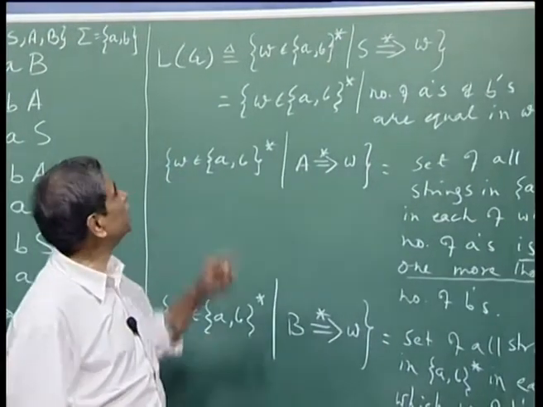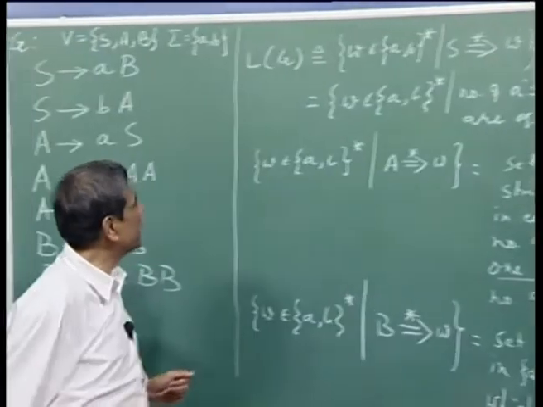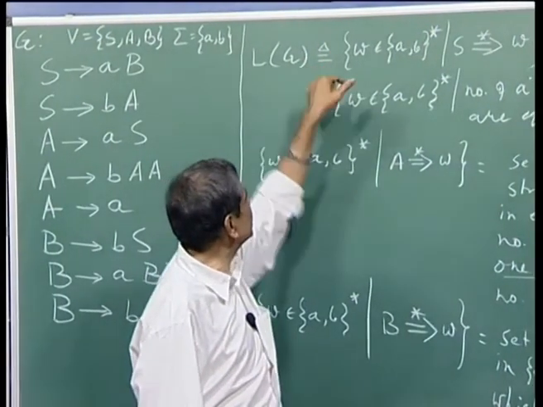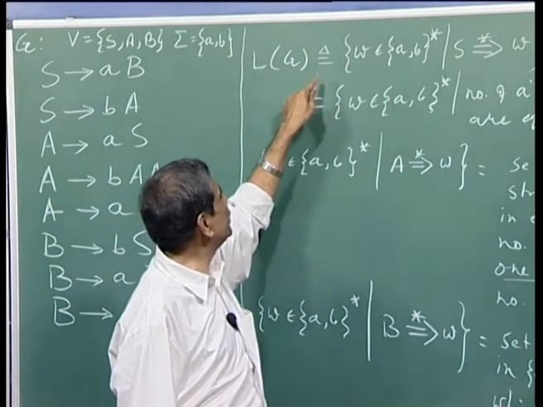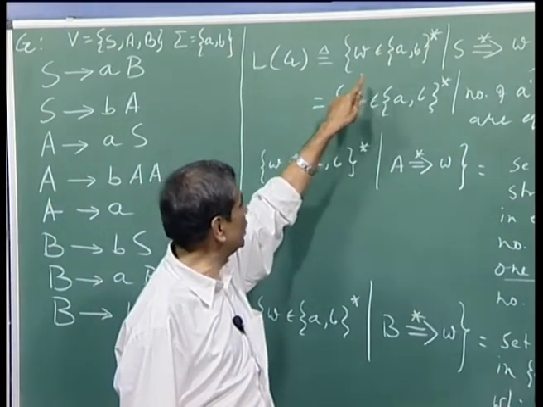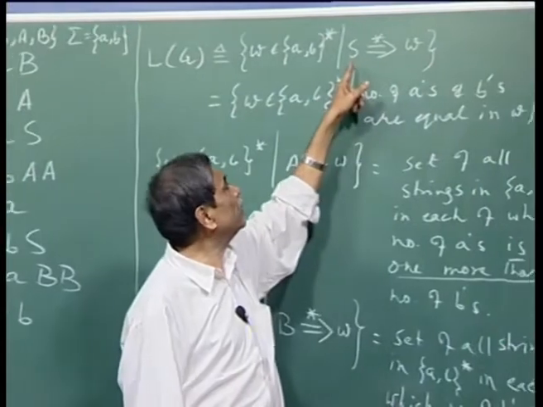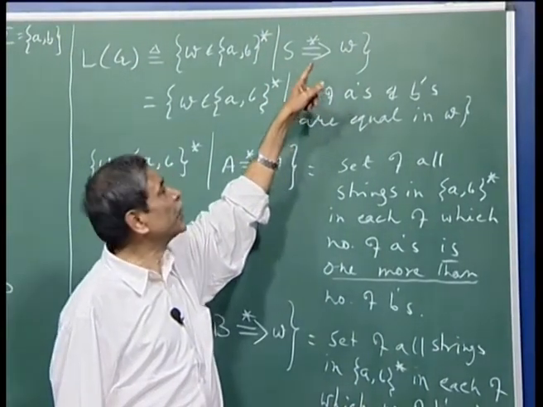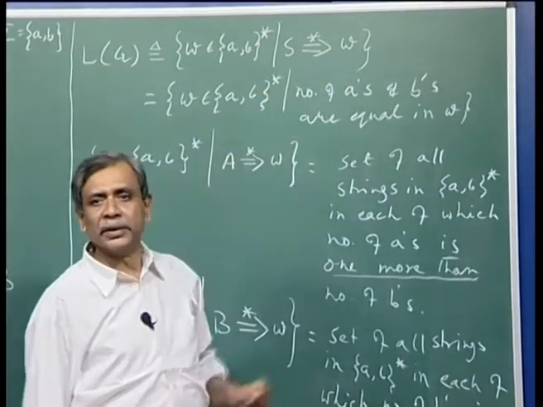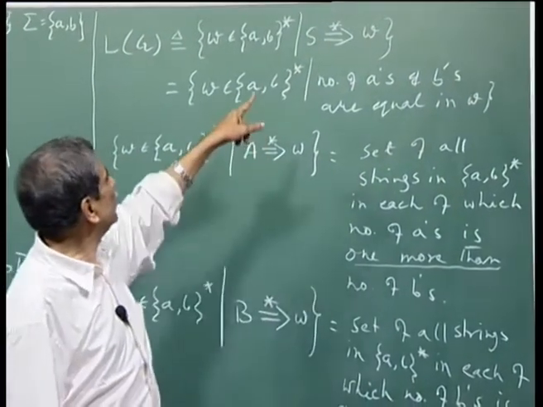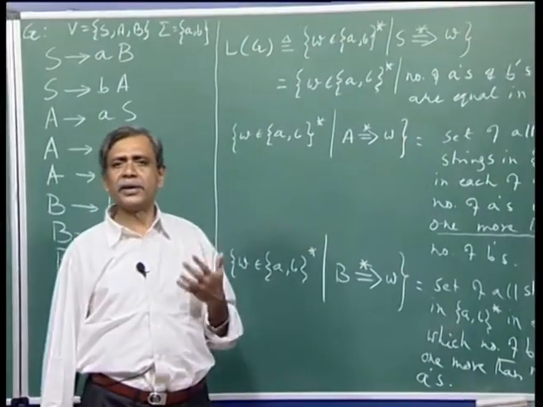What we said was that the language generated by G, this grammar, is by definition equal to the set of all terminal strings, each of which is derived. That is all the terminal strings that you can derive from the start symbol S. That is of course the language associated with the grammar G which we call the language generated by G.